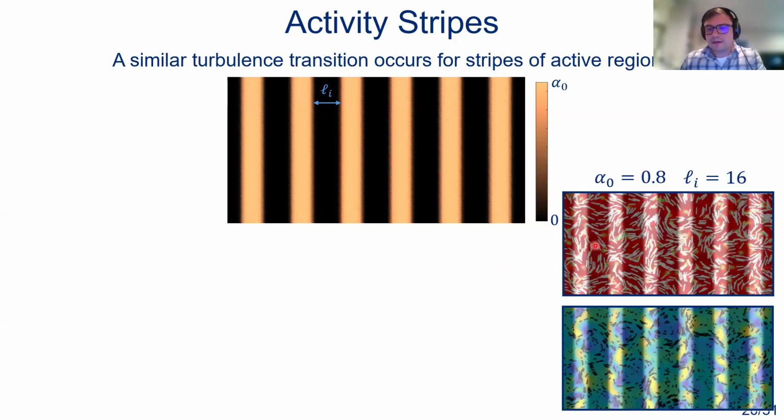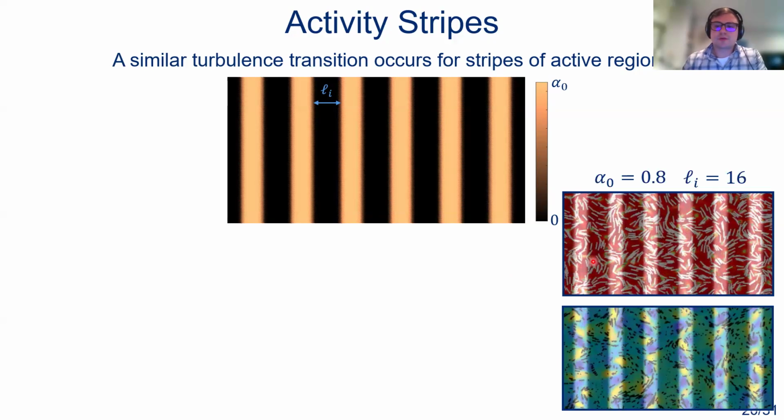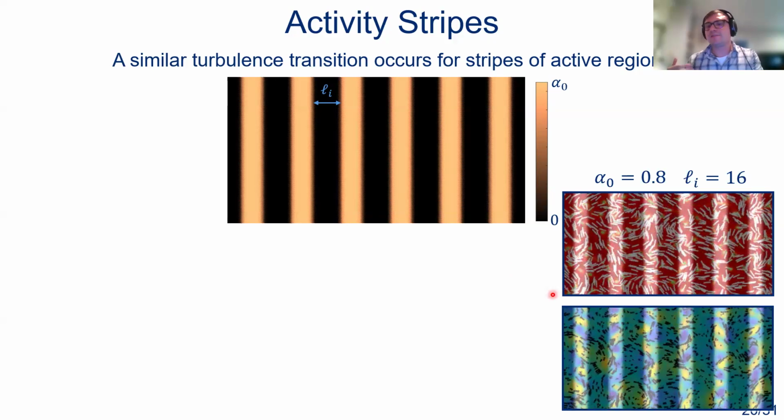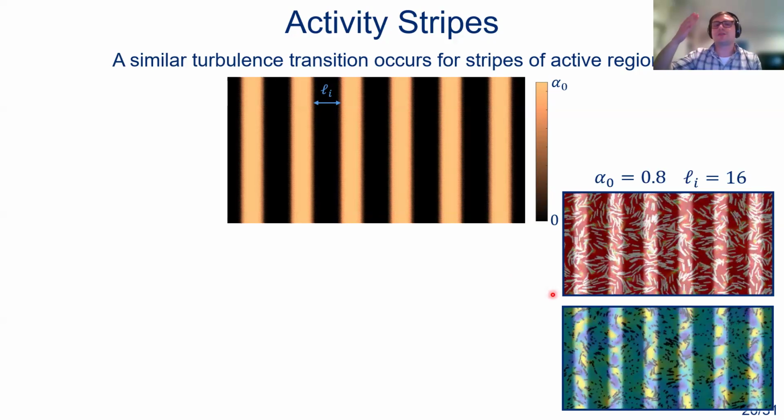So if the stripes are well separated, we also get sort of localized dynamics. Here, the movies are going to look a little bit more active, but that's because there's an entire one-dimensional degree of freedom where everything can move around. But the vortices are still mostly being generated only in the active regions, and the positive defects are staying in their lane. They're not moving from one to the other.